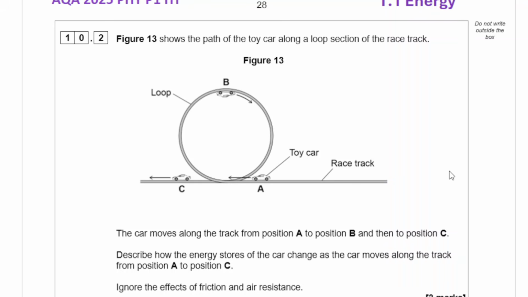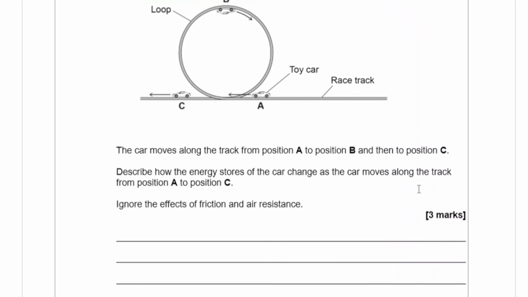Figure 13 shows the path of the toy car along a loop section of the racetrack. So for the racetrack with the toy car and the loop, the car moves along the track from position A to position B and then position C. Describe how the energy stores of the car change as the car moves along the track from position A to position C.